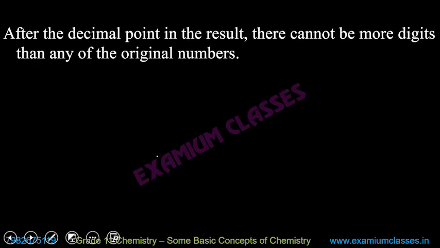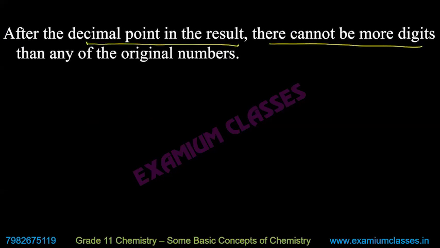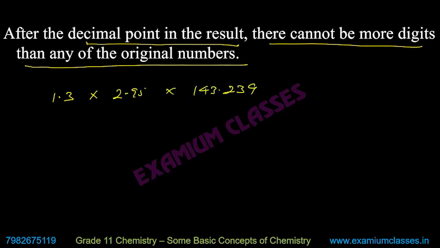This is something which you need to remember so that you don't make a mistake. It is not a rule, right? It is something so that you don't make a mistake. After the decimal point in the result, there cannot be more digits than any of the original numbers. It means it cannot be possible that you can have 1.3 into 2.95 into 143.2396. Suppose that. Okay. Then the result can have maximum 4 decimal places.